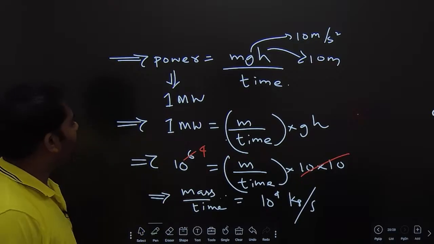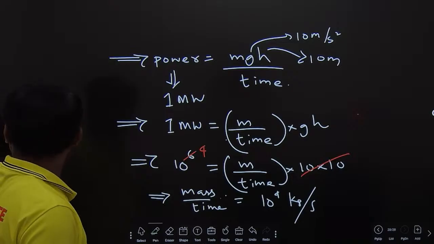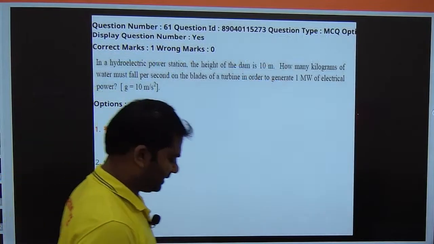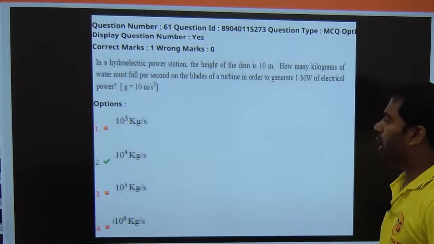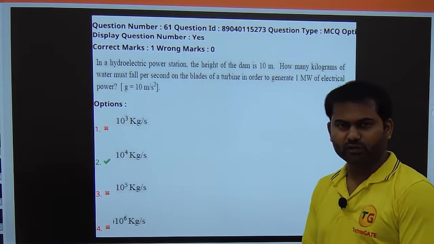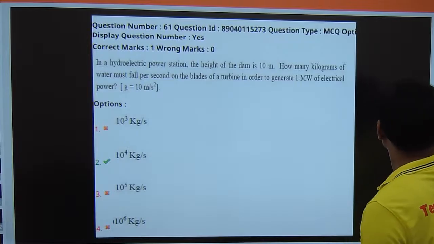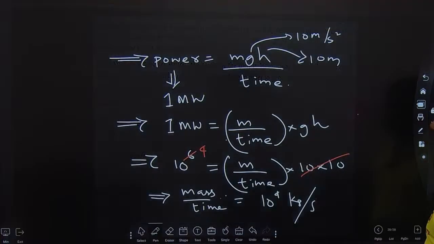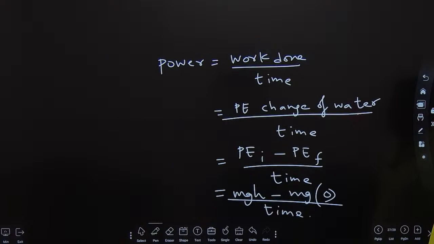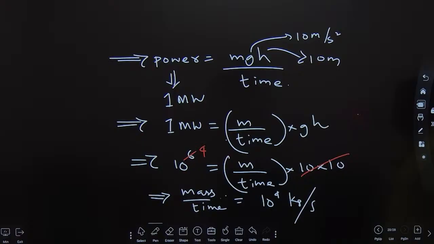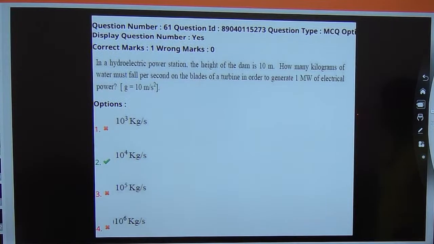Okay, fine, understood? So this is the one, and 10 power 4 kg per second is the answer, which is matching with option number 2. That's how we need to solve it. Okay, clear? I believe there is no confusion. You guys can copy the solution. Here I wrote everything. You can copy this as well. Fine, let us proceed to the next one.